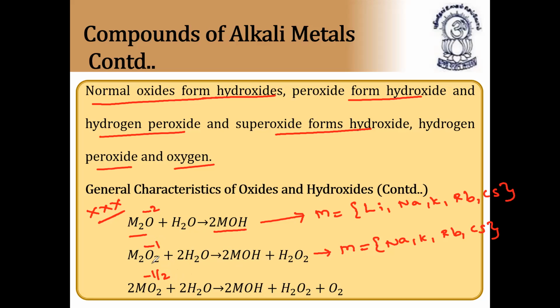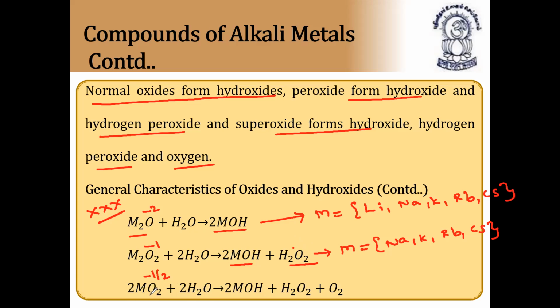In the case of peroxides, when peroxides are dissolved in water, they form the metal hydroxide along with hydrogen peroxide. For example, when sodium peroxide dissolves in water, it forms sodium hydroxide along with hydrogen peroxide as a byproduct. This is very important.